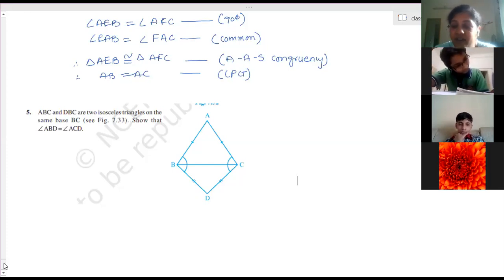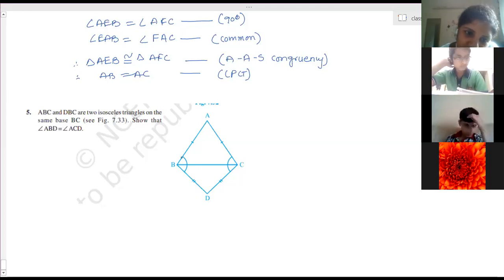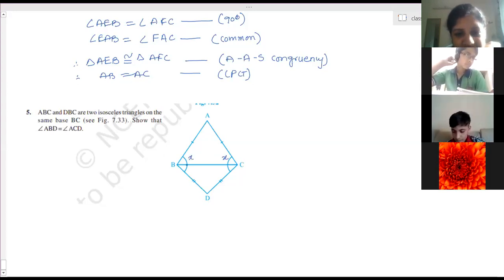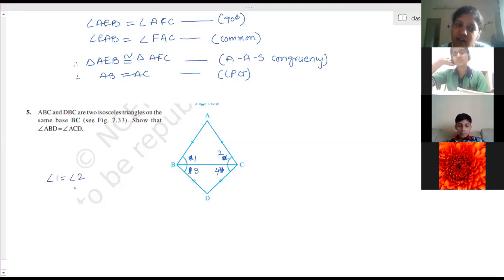Can I try? Yes. Ma'am, we can name angle ABC and ACB as X because those two angles are equal, since it's an isosceles triangle. In the same way, angle BDC and DCB are equal, so they can be Y. Now X plus Y equals X plus Y. Yes, right. So instead of x and y, make it 1, this as 2, this as 3, and this as 4. AB is equal to AC, so opposite side angles will be equal. So angle 1 is equal to angle 2.